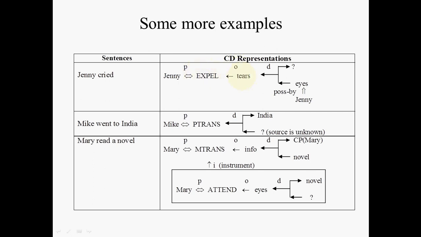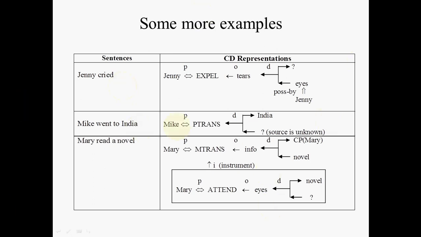Tears are involved, but what is the destination? Tears originate from the eyes and they are shed. Now, where do they drop? We don't know. Maybe on the floor, maybe on your hand, or maybe somewhere else. So that's why a question mark is written here. The destination relationship is from eyes to unknown place. Now, whose eyes? It should be Jenny's eyes, right? So these eyes are possessed by Jenny. So this is actually the CD representation of Jenny cried.